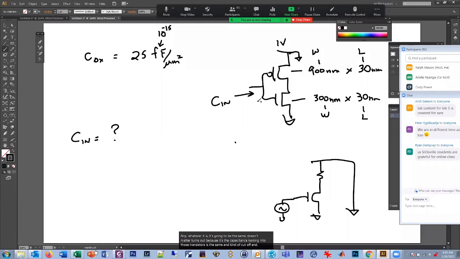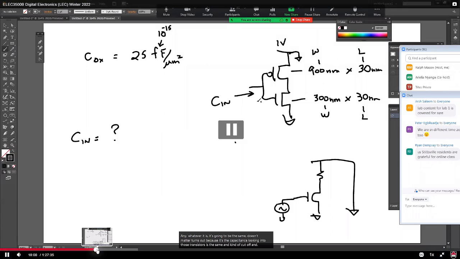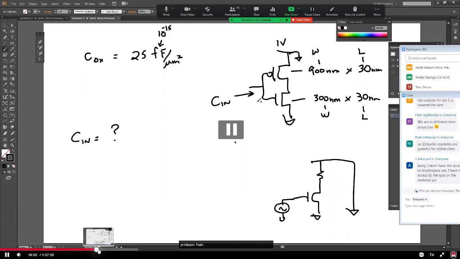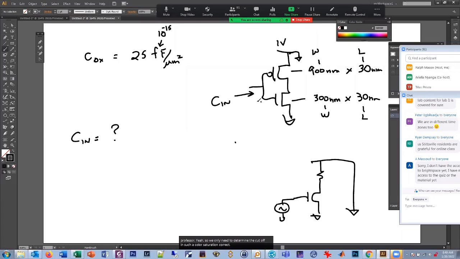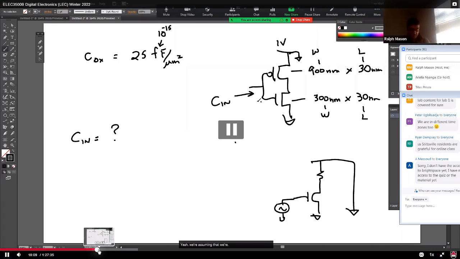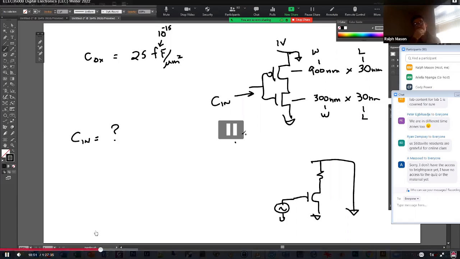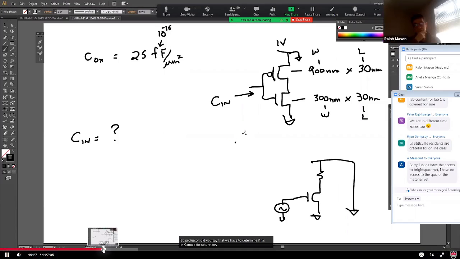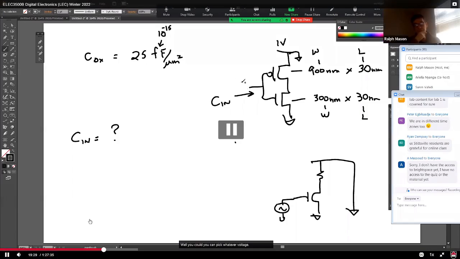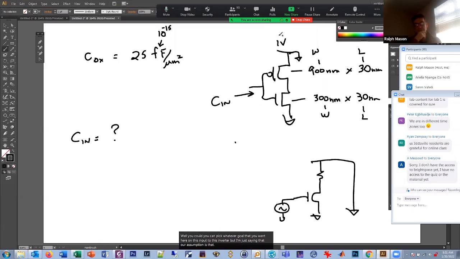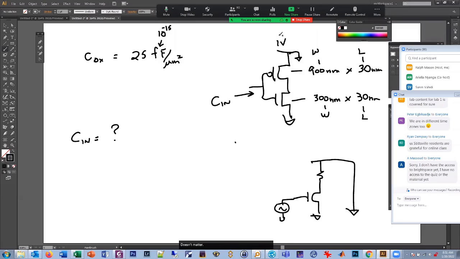Bonus quiz. Professor, we only need to determine the cutoff and saturation, correct? Yeah, we're assuming that we're in cutoff or saturation. You could put whatever voltage you want on this input to this inverter, but our assumption is that these devices are in cutoff or saturation, and since they have the same input capacitance in both situations, it doesn't matter. Oh, okay. Thank you.